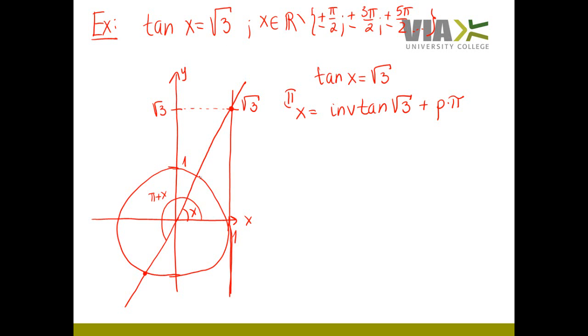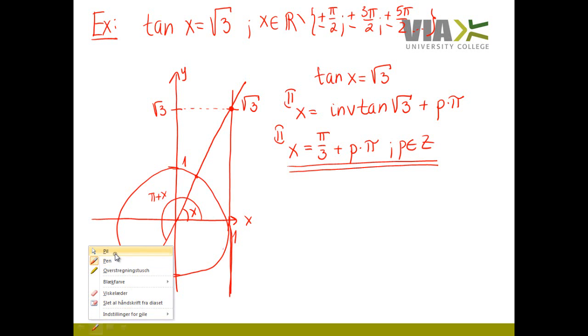We remember that tangent is a periodic function with the period 1 pi. So the length of one repetition, one cycle, one period is equal to 1 pi. Alright, so inverse tangent square root of 3 is equal to pi over 3, plus p times pi, and p of course has to be an integer. So that's how you solve the trigonometric basic equation tangent x equals a.